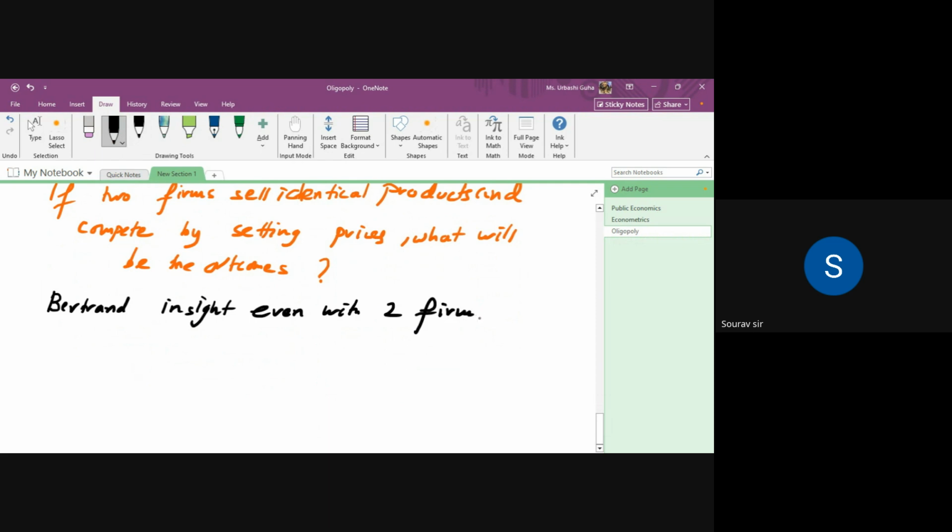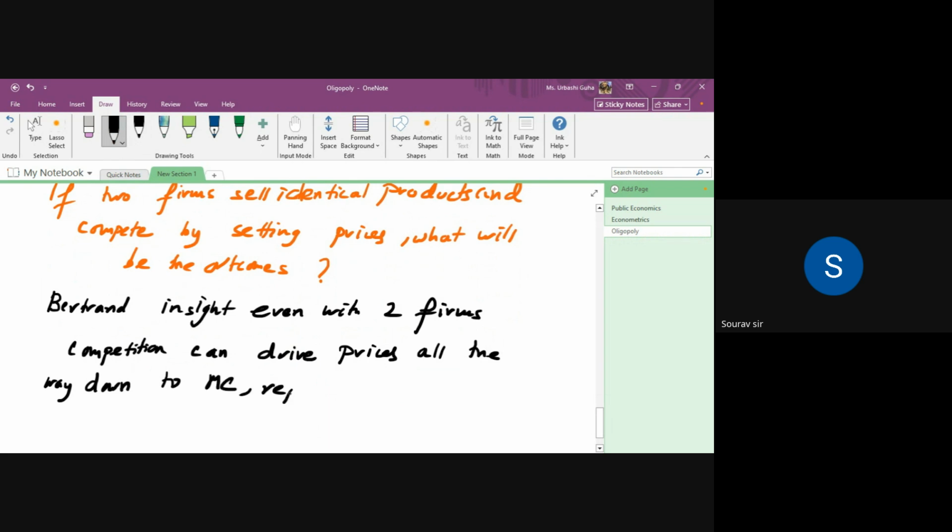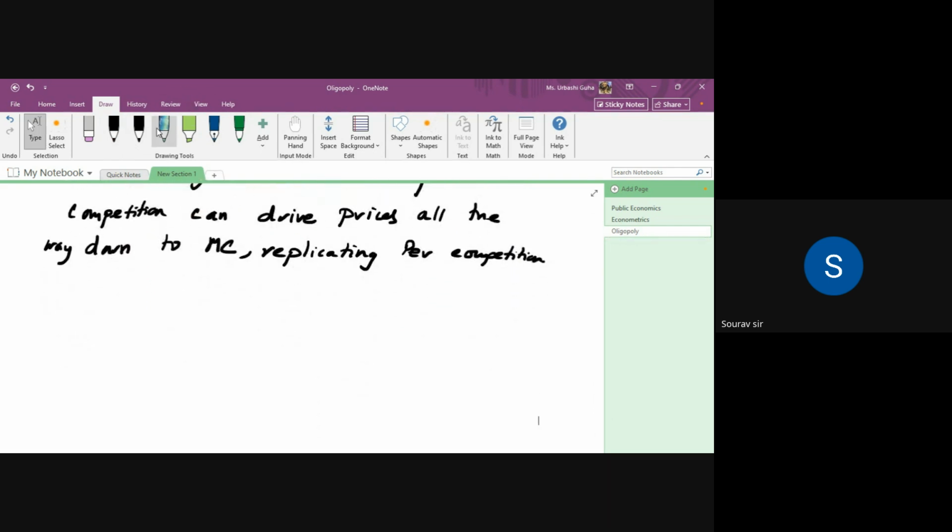Even with only two firms, competition can drive prices all the way down to marginal cost, replicating, if you remember, perfect competition, correct? We'll be doing the assumptions now. What are the assumptions?